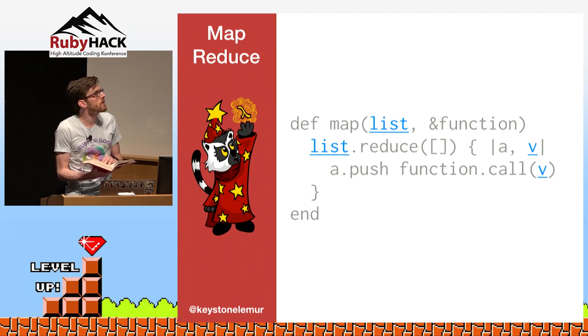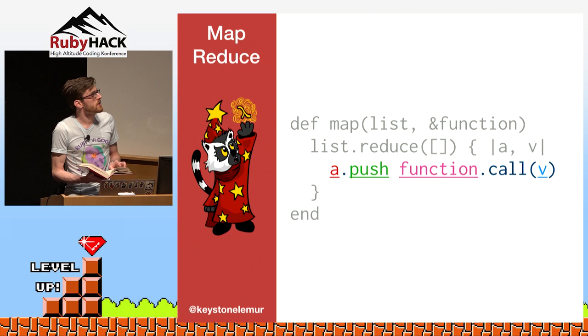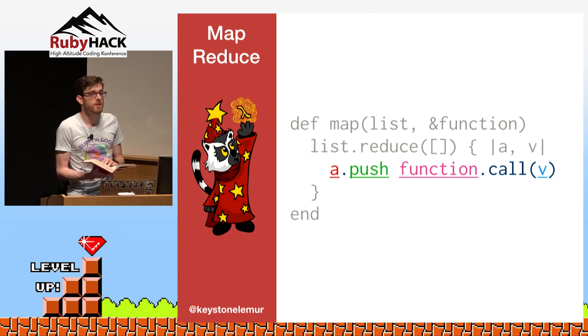So we start with our list here, which is now an input to our function map. And that list is going to have every element represented by V here in blue. And then we have our accumulator, which is now an empty array. So what we're going to do with that accumulator as A right there is we're going to push the result of calling that function on that value. So essentially how map works is pushing values onto a new accumulator after calling a function on them.